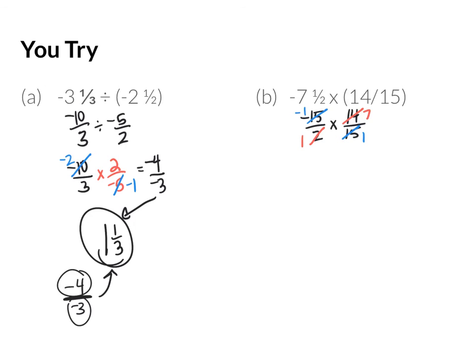So I end up with a negative 1 times 7, which is negative 7. And then 1 times 1 is 1. My final answer being negative 7.